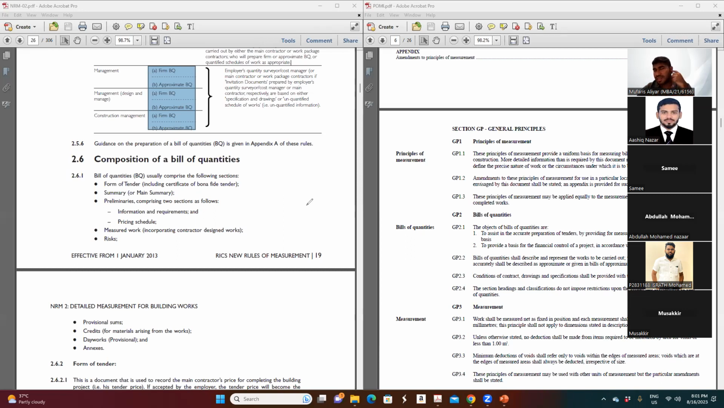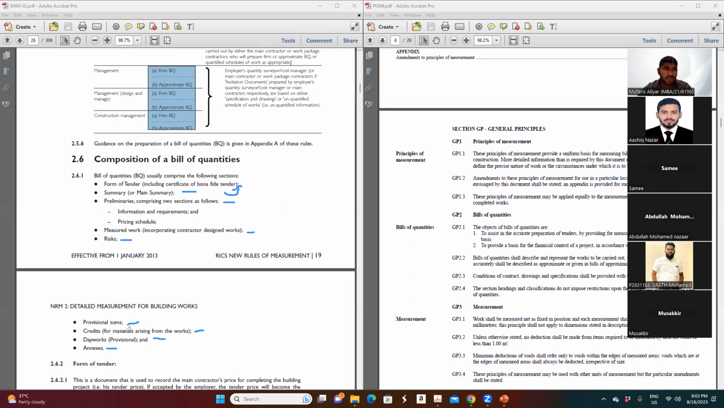We will study that when we are studying the contracts. When you're preparing a contract document, you will see what the contract documents consist of, including the form of tender. Then the summary, which I said goes to the form of tender. Then preliminaries, measured works. I'll come and tell you what measured works are. Then risk, provisional sum, credits. I told you about credits earlier, and I will explain what they are. Then day works, and any annexes.